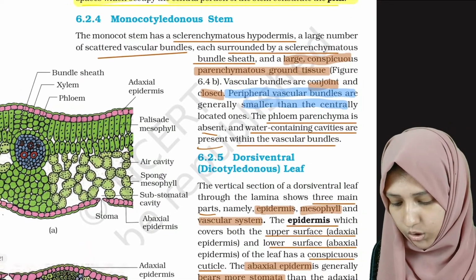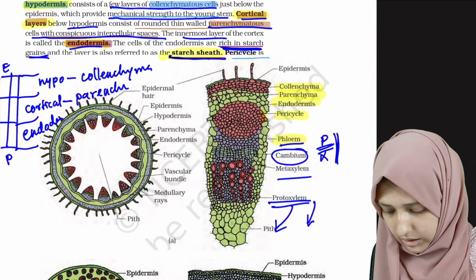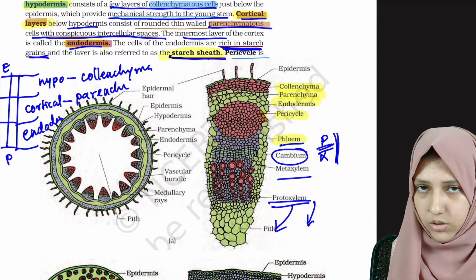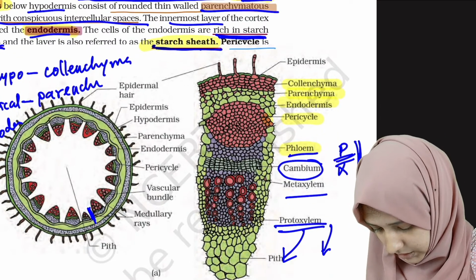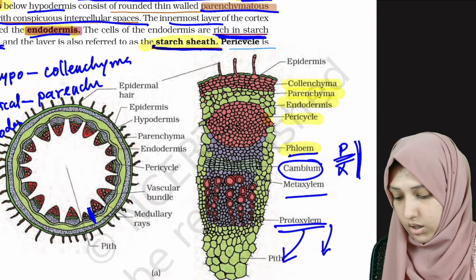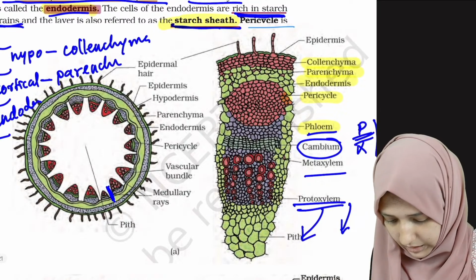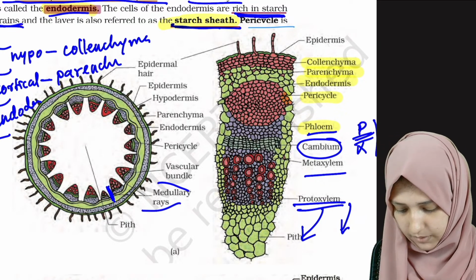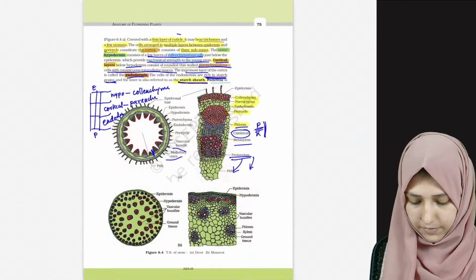Now coming into monocot stem. And just remember this thing, these ring-like structures are present in dicot stem. And the cells present between the xylem and phloem, between the vascular bundles, are known as medullary rays. Medullary rays. And please note the picture again.